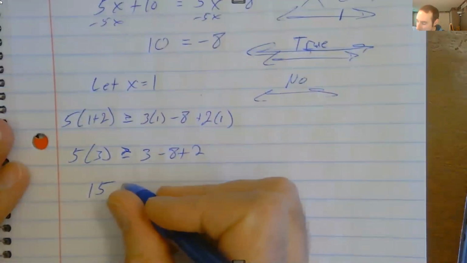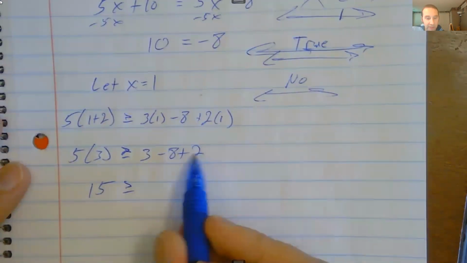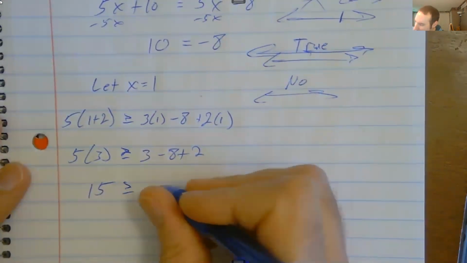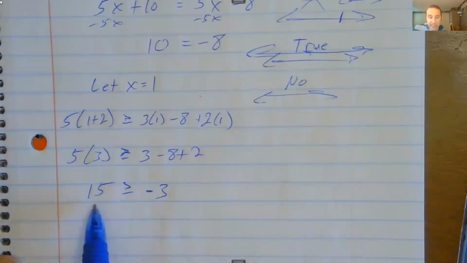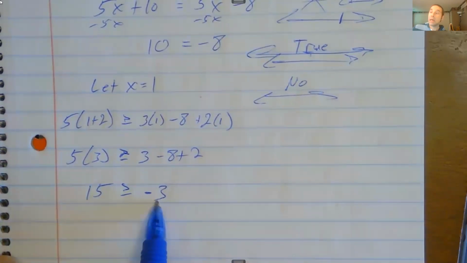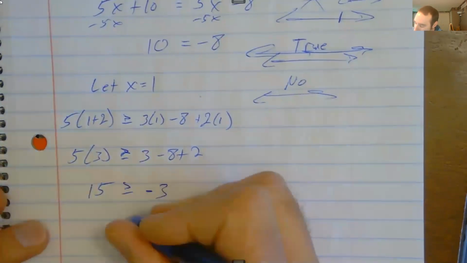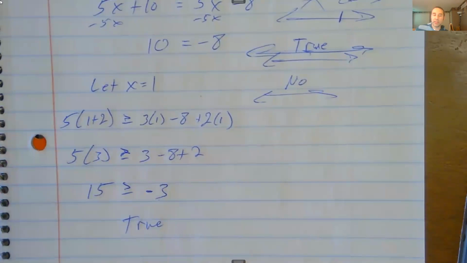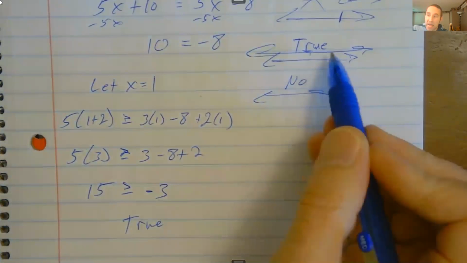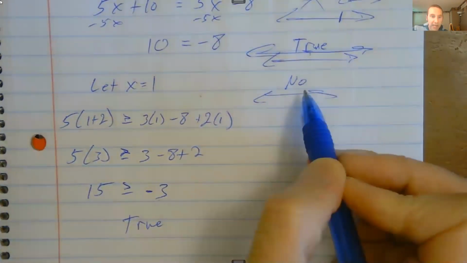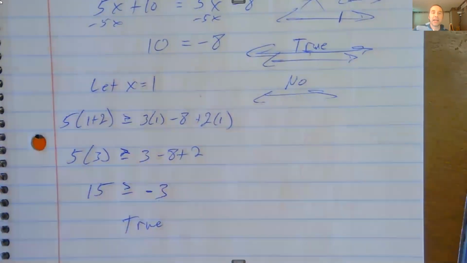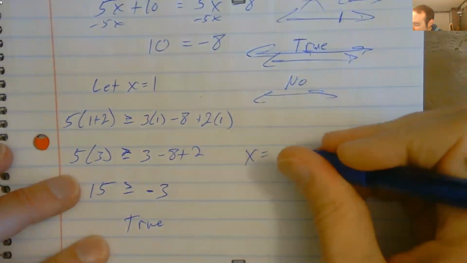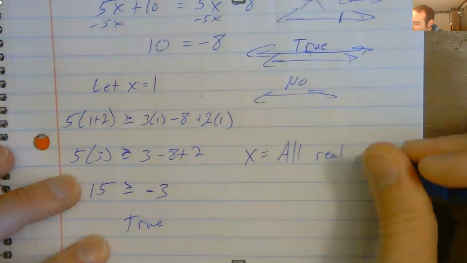Is 15 greater than or equal to, let's see, 3 plus 2 is 5, minus 8, that's going to be -3, I think. Is 15 greater than or equal to -3? And the answer is yes, it is. That's a true statement right there. And since we didn't have any boundary points to check on one side or the other, really the question is: is it true for every value out there, or is it false for every value out there? In this case, we're finding that this is a true statement for every x value that you could try, so you could just say this is true when x is equal to all real numbers.